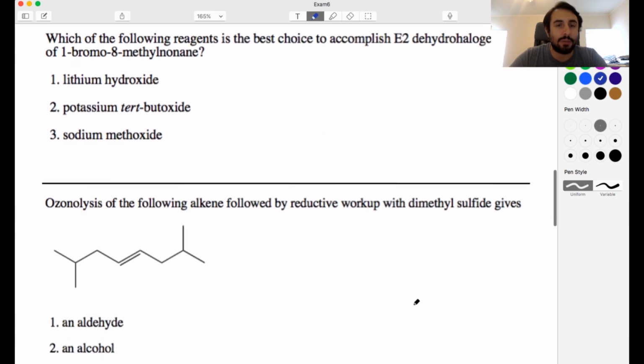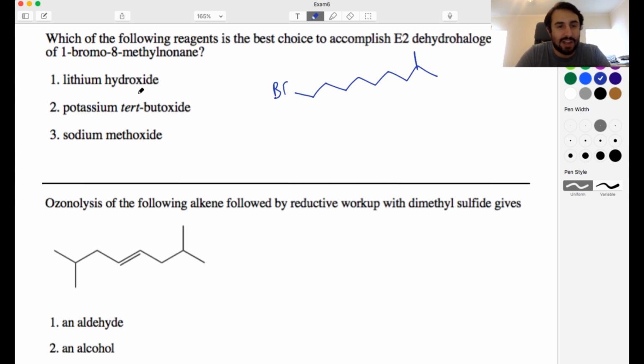Next, which of the following reagents is the best choice to accomplish E2 dehydrohalogenation of 1-bromo-8-methylnonane? So 1-bromo, 1, 2, 3, 4, 5, 6, 7, 8, 9. That's the nonane, and 8-methyl-nonane. So we got this. We want to do E2 dehydrohalogenation. And so what do we got here?